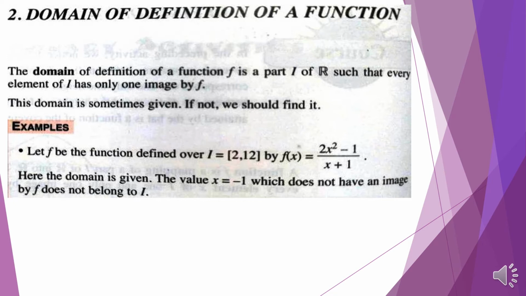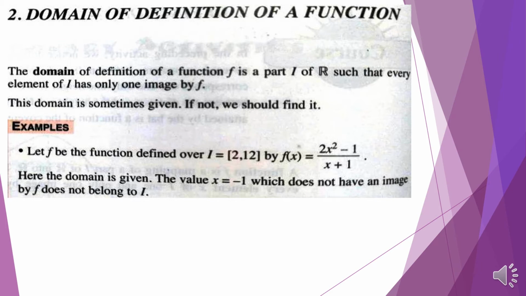This domain is sometimes given. If not, we should find it. يعني أوقات بيكون عاطيني إياه، أوقات بيكون مش عاطيني إياه، يعني ما معي إياه مفروض روح جيبه. خلينا نشوف مثلا هلا example ما معي الدومين. هون مثلا معي الدومين ولازم حدده بالضبط شو هو.